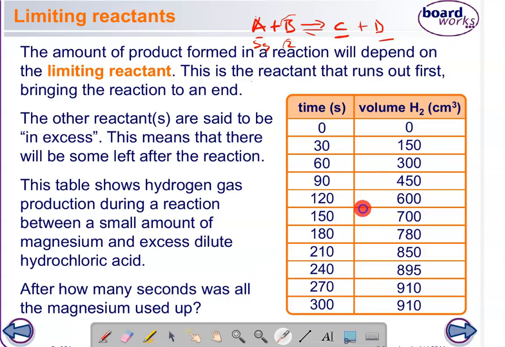If you look at the table, you will see that the time at which the magnesium completely ran out was after 270 seconds. You see that after 270 seconds, when you go to 300 seconds, the amount of hydrogen produced remained the same. What it meant is that there was no more magnesium to react to produce additional hydrogen gas. So limiting reactants are the reactants that run out, and the excess reactants are the reactants that remain after the reaction.